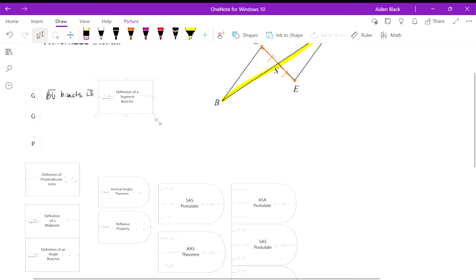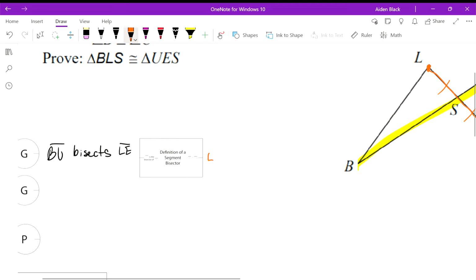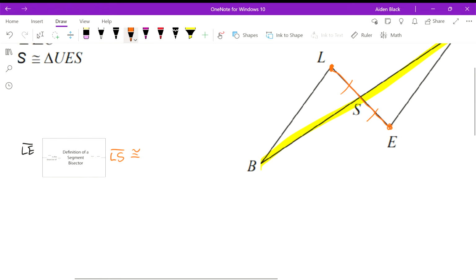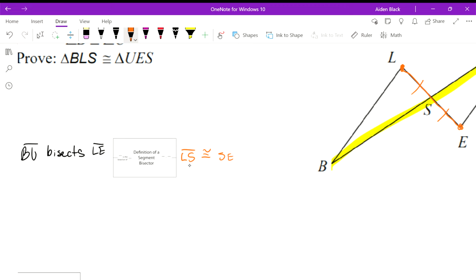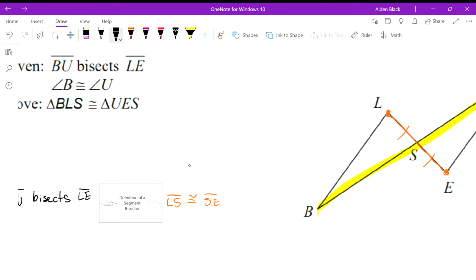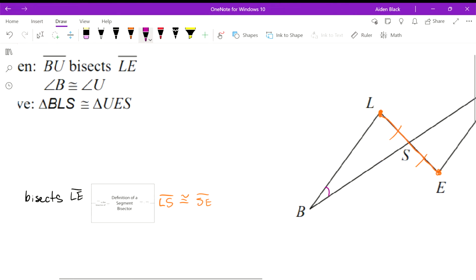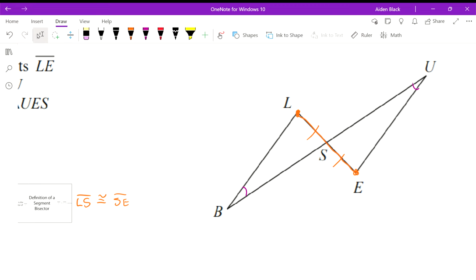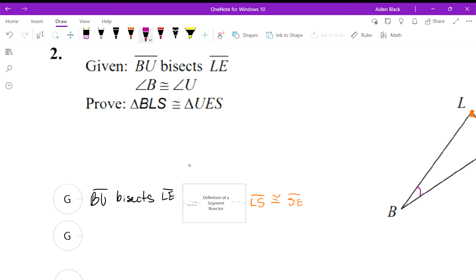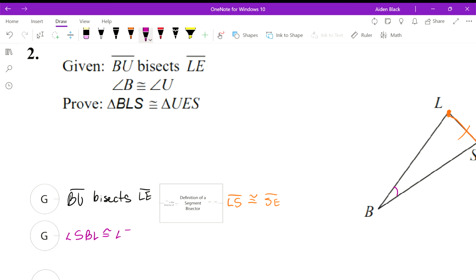It's a segment bisector. Since BU bisects LE, we can write the statement LS is congruent to SE. These 2 line segments are congruent. We also know B is congruent to U, so this angle right here, B is congruent to U. Now I'll write this in its full 3 vertice form, so angle SBL is congruent to angle EUS.